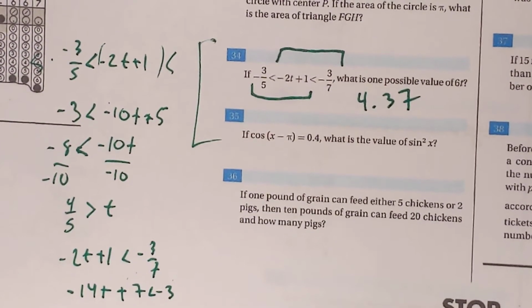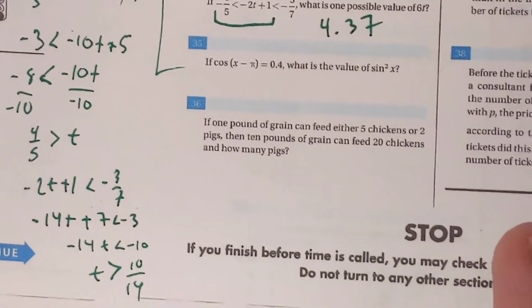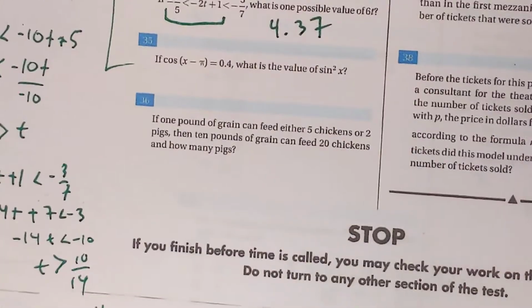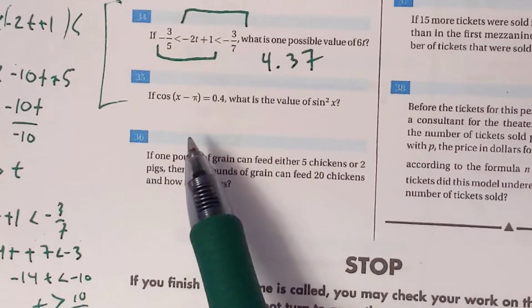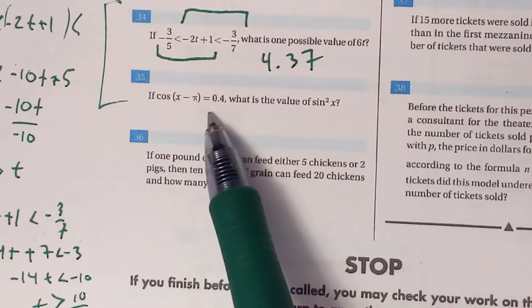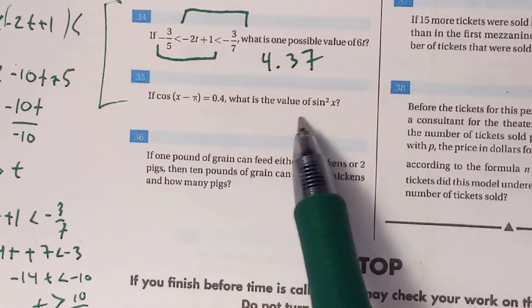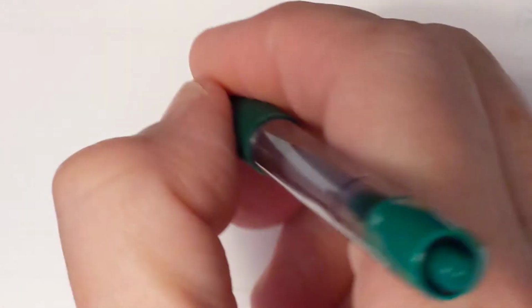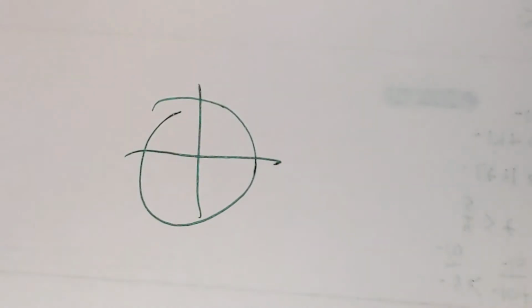Okay, so here's the last one, number 35. It says if cosine of x minus pi is 0.4, what is the value of sine squared of x? Okay, so a lot of things that we're going to have to go over in this problem.